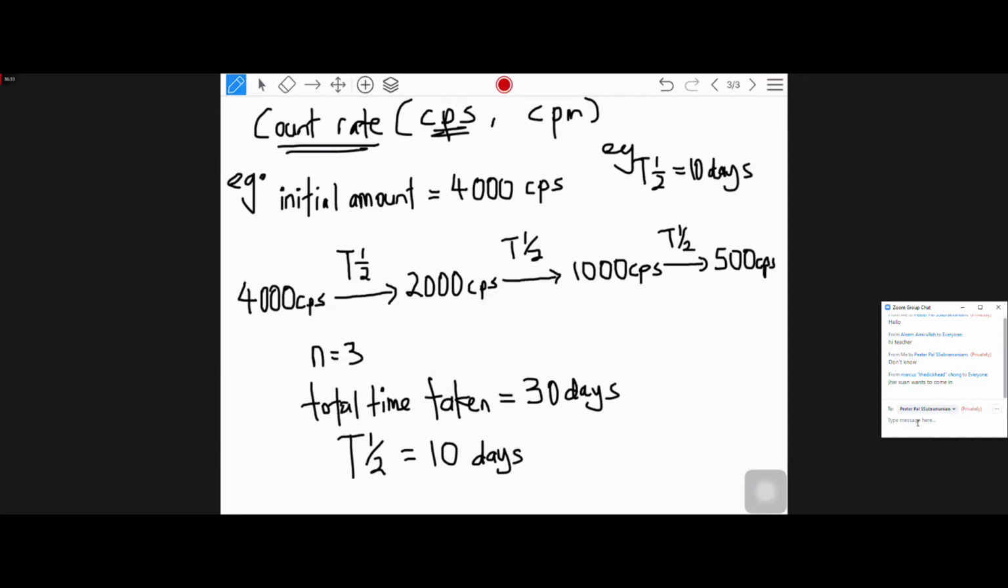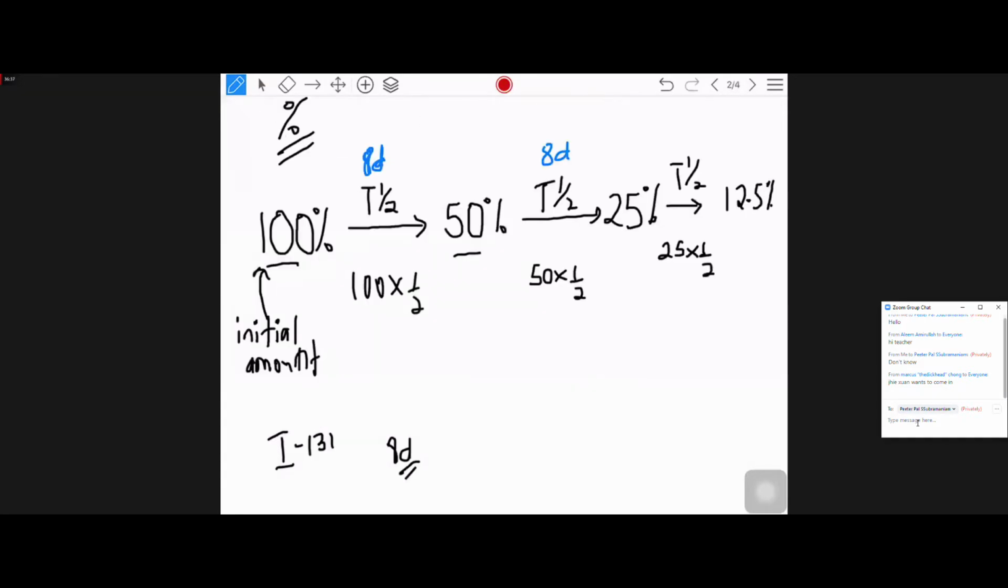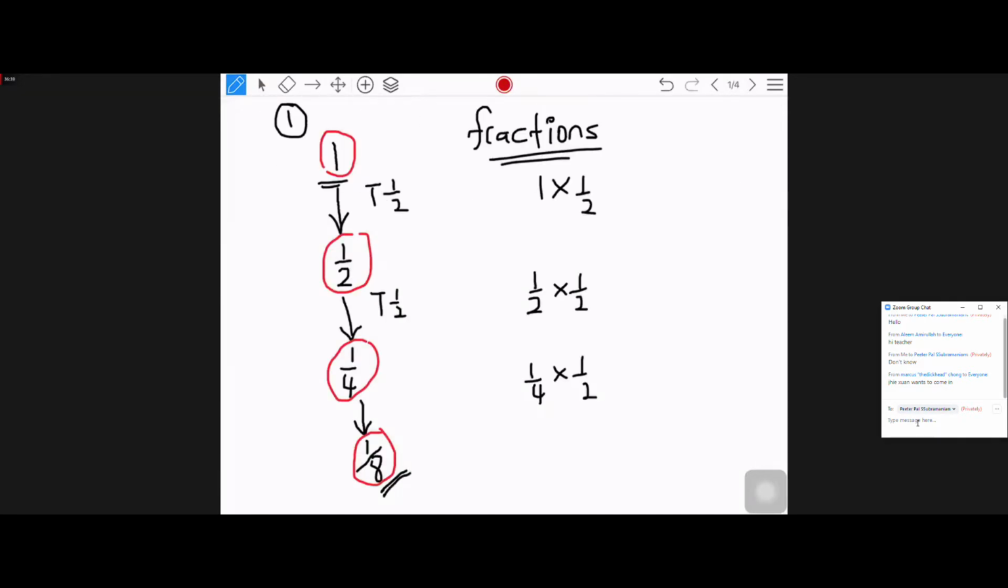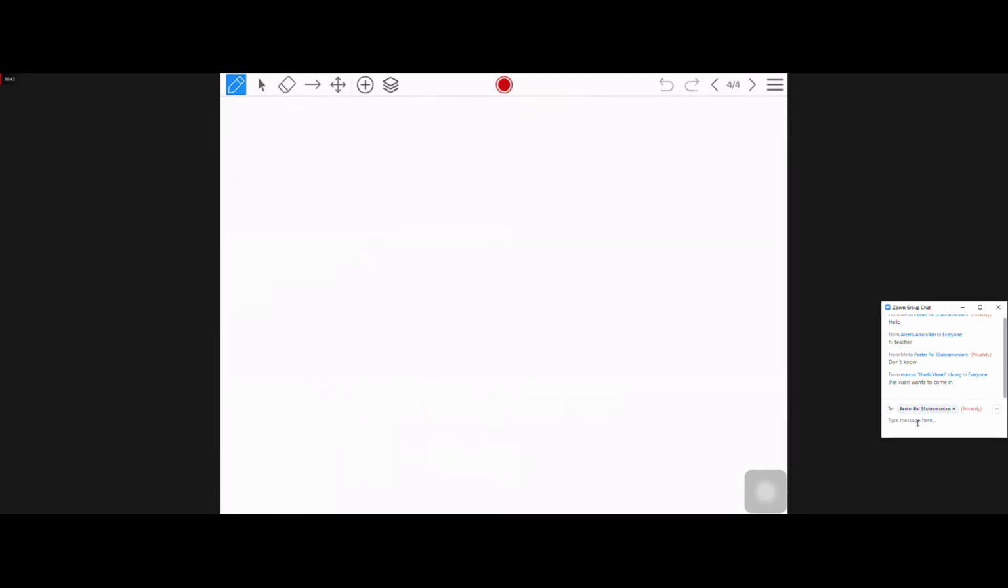Okay. Another method, ada 4 cara. One more method. So I repeat again, we were looking at the fraction, percentage, count rate. Now we go for mass. The next method is by looking at the mass. Alright? Maybe in gram, maybe in kilogram, microgram also they'll give.